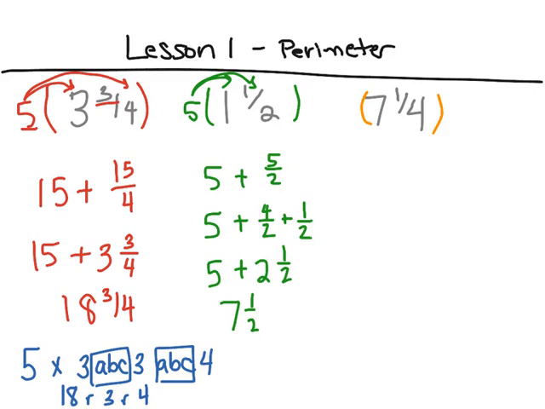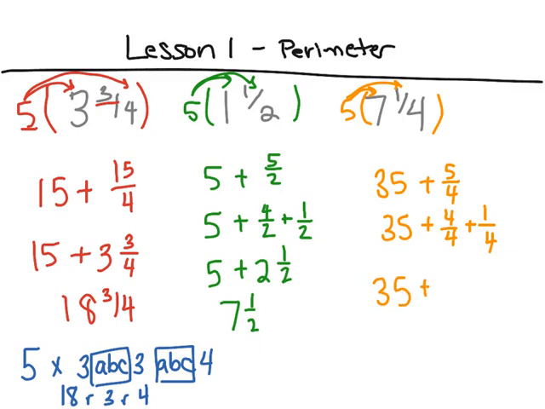For the last one, we're timesing it by 5, so we have 35, which is 5 times 7, plus 5 times 1/4, which is 5 over 4. 5 over 4, we can break into 4 over 4 plus 1 over 4. 4 divided by 4 is 1, so we're left with 1 1/4. So we have 36 and 1 over 4. You can do that, or you can use the ABC button on your calculator.